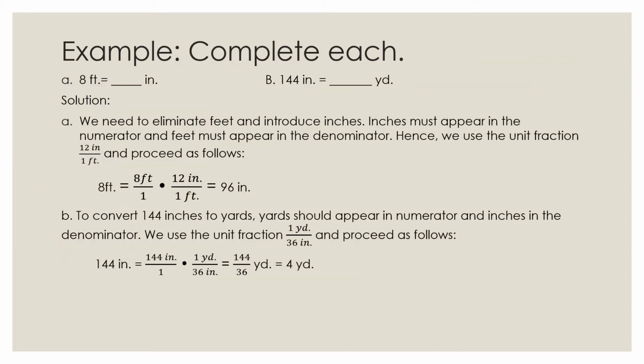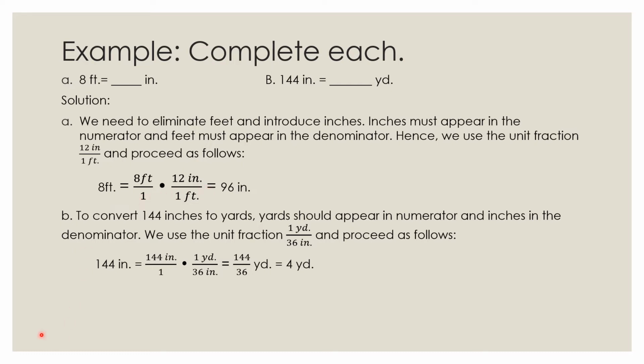Okay. For example, 8 feet, how many inches are there? So, we need to eliminate feet and introduce inches. So, inches must appear in the numerator and feet must appear in the denominator. Hence, we use the unit fraction 12 inches over 1 foot. As proceeded below, 8 feet over 1 because a whole number has 1 as denominator, times 12 inches over 1 foot.